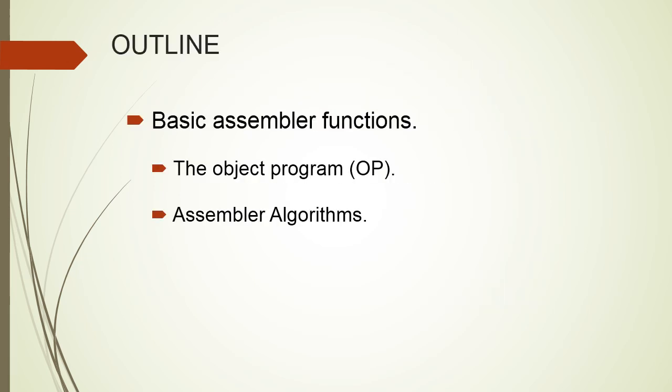In the previous session of this module, we discussed how to generate an object code for a given program with respect to the SIC machine. In this session, under the basic assembler function, we are going to study how to write the object program for the generated object code and also the algorithm used to generate the object code. Here we are going to discuss how to write the object program, what the different records of the object program are, and the algorithm used to generate the object code.